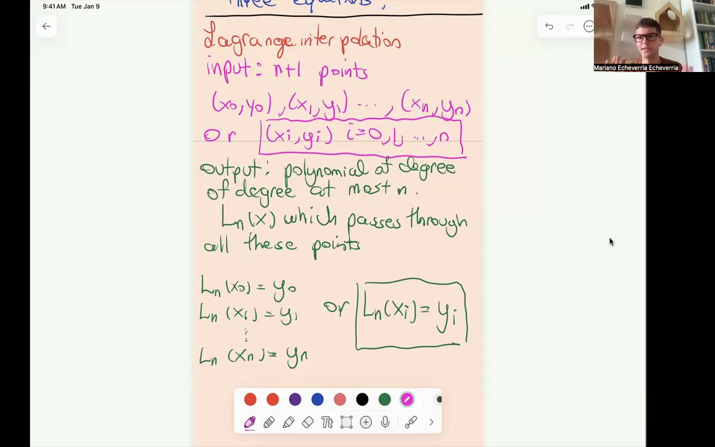Is that okay so far? Is that making sense? The notation and everything.